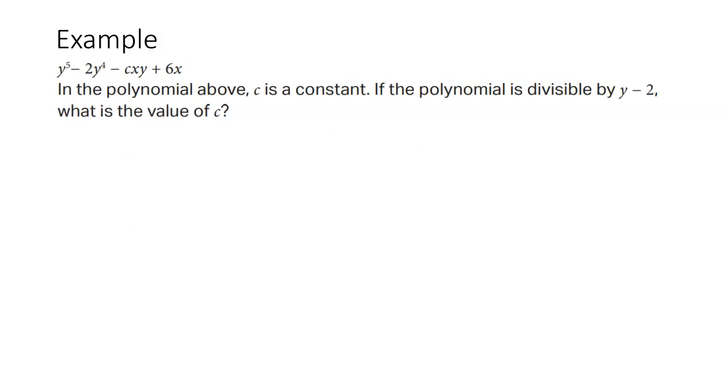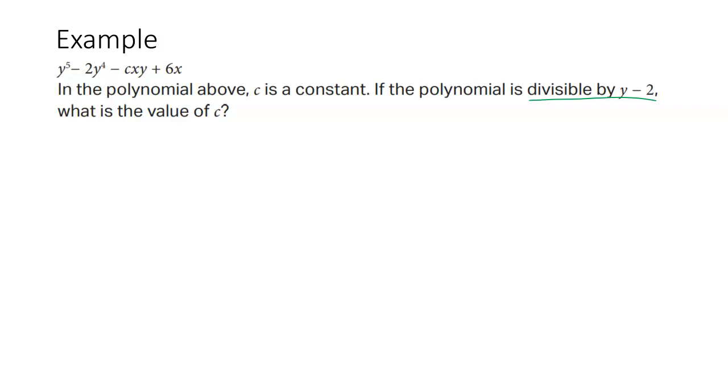So, in the polynomial above, c is a constant. If the polynomial is divisible by y minus 2, what is the value of c? When you have a polynomial divisible by another polynomial, it means it's a factor. Polynomial division is factoring. So, define the factor of y minus 2, or what value of c would let me have a factor of y minus 2.